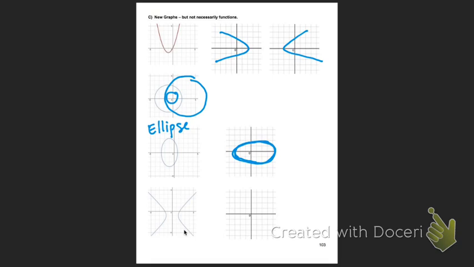Potato. What's the difference between an ellipse and an oval? It's like an oval.